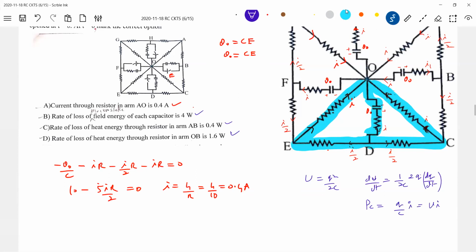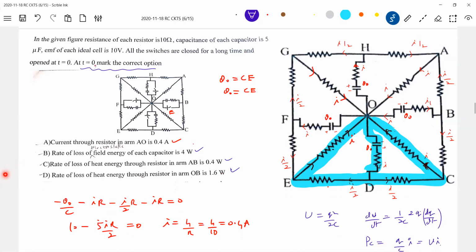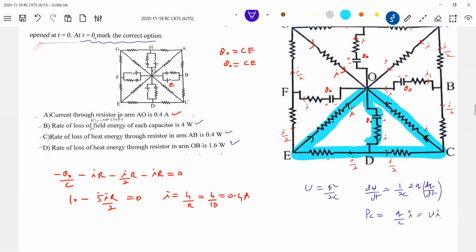Any of the alternative methods. What is V? Current, we know it. But he is asking, at that moment, the rate of loss of electrostatic field energy of each capacitor, I think at t equals zero is asked. At t equals zero, mark the correct option. So we know the expression for I, we know the voltage, substitute that, you'll get the rate of power that way.